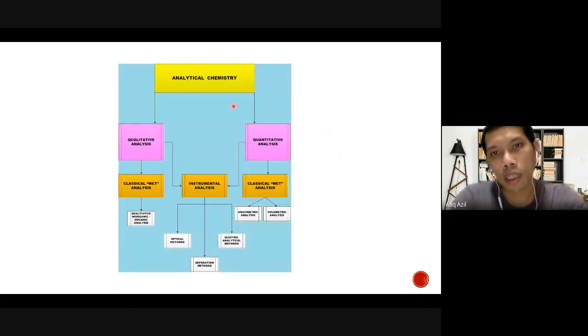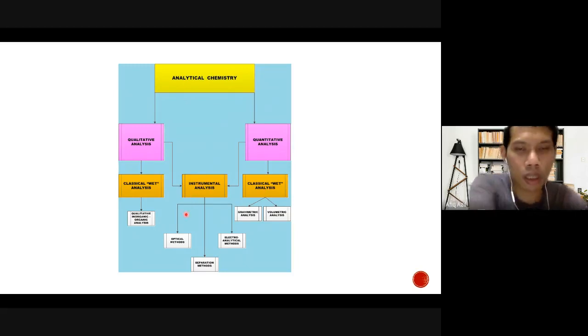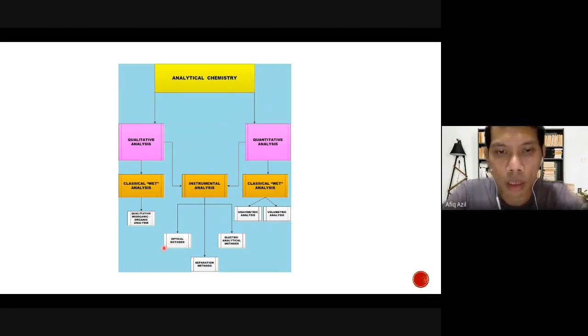So this is just like a mind map, not like a mind map, but a simplified version of analytical chemistry. But here, basically, you can also replace it with pharmaceutical analysis. So it can be divided into qualitative and quantitative. Okay, qualitative can also be done using wet analysis. Quantitative also can be done using wet analysis, and you have this instrumental analysis in the middle, which involves either optical method, separation method, electroanalytical methods.